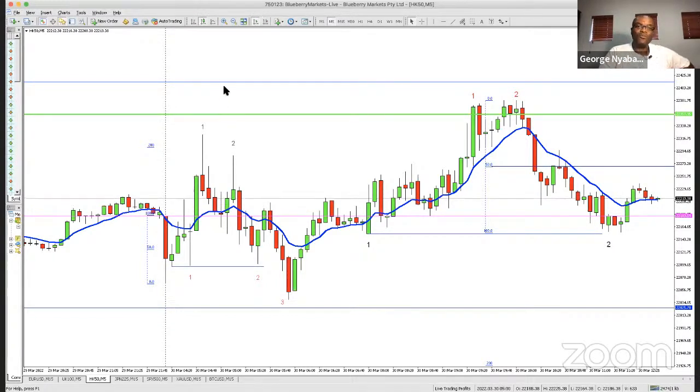If they'd done that, we would say, yippee, forget about the bears. Let's wait for a pullback and let's wait to trade the pullback.